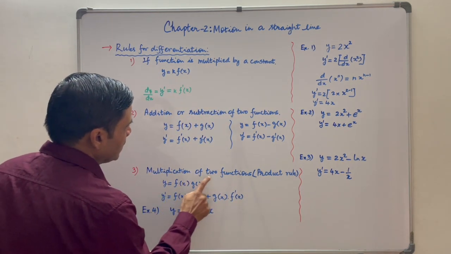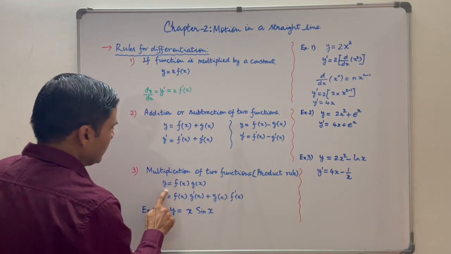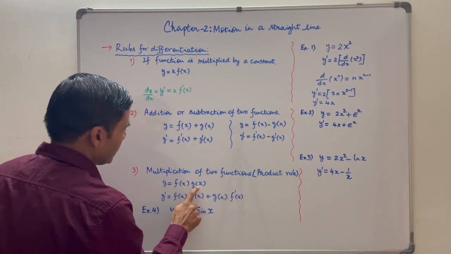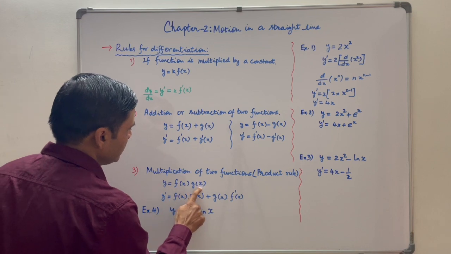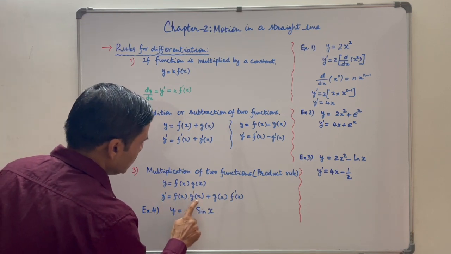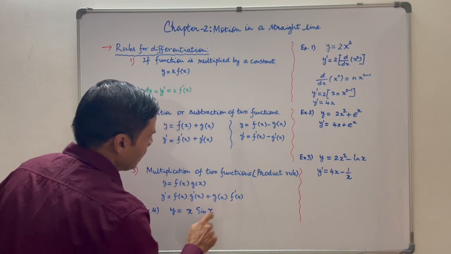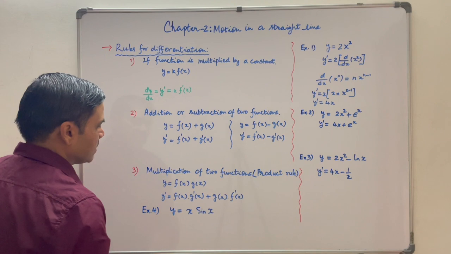Third one, multiplication of two functions, also known as product rule. Y is equal to fx into gx. Fx is first function and gx is second function. Then y dash will be first function into derivative of second function plus second function into derivative of first function. Let us see this example.